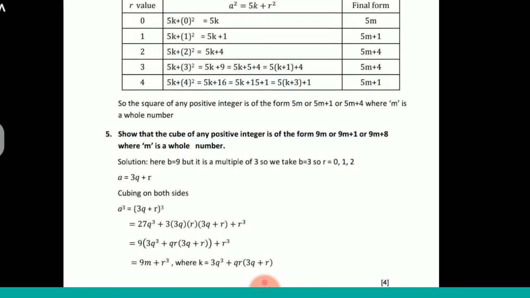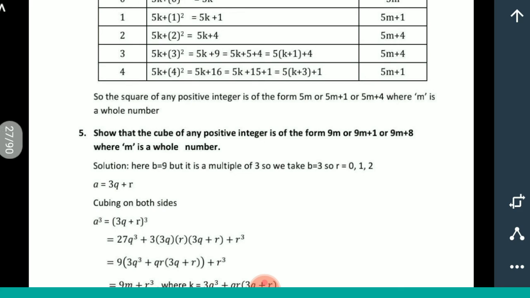Okay, now in the same way we have the other important sum. Show that the cube of any positive integer is of the form 9m or 9m plus 1 or 9m plus 8, where m is a whole number. So see children, here also we have the 9 multiple. In divisibility rules, 9 and 3 are the same divisibility rule. So that rule is applied here. See this properly. Solution: here b is equal to 9, but it is a multiple of 3. So we can take the b value as 3, because 9 and 3 have the same divisibility rules.